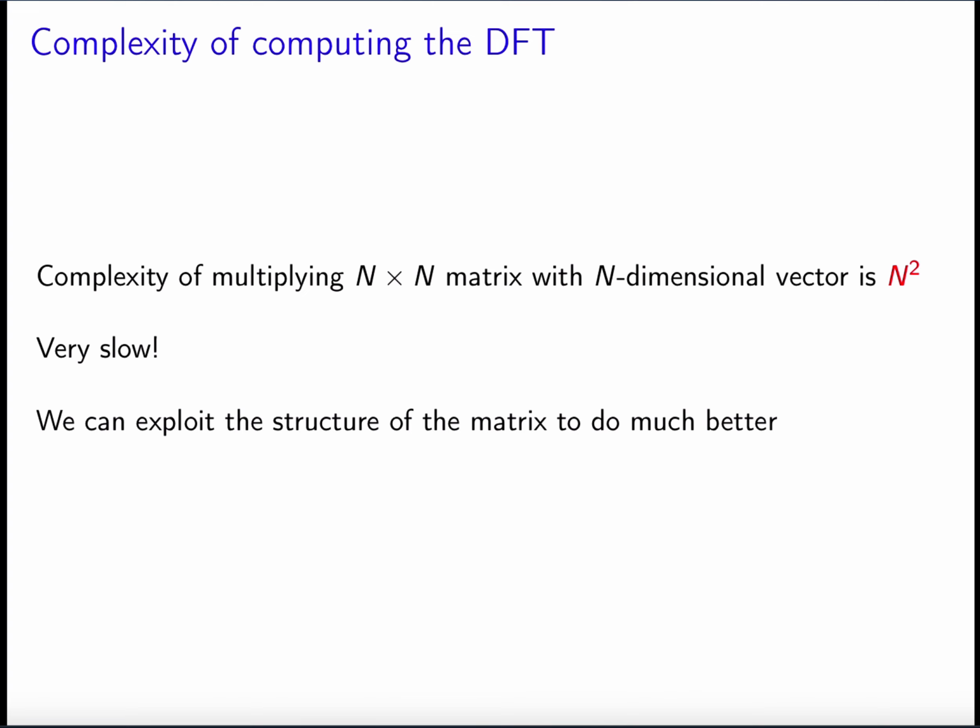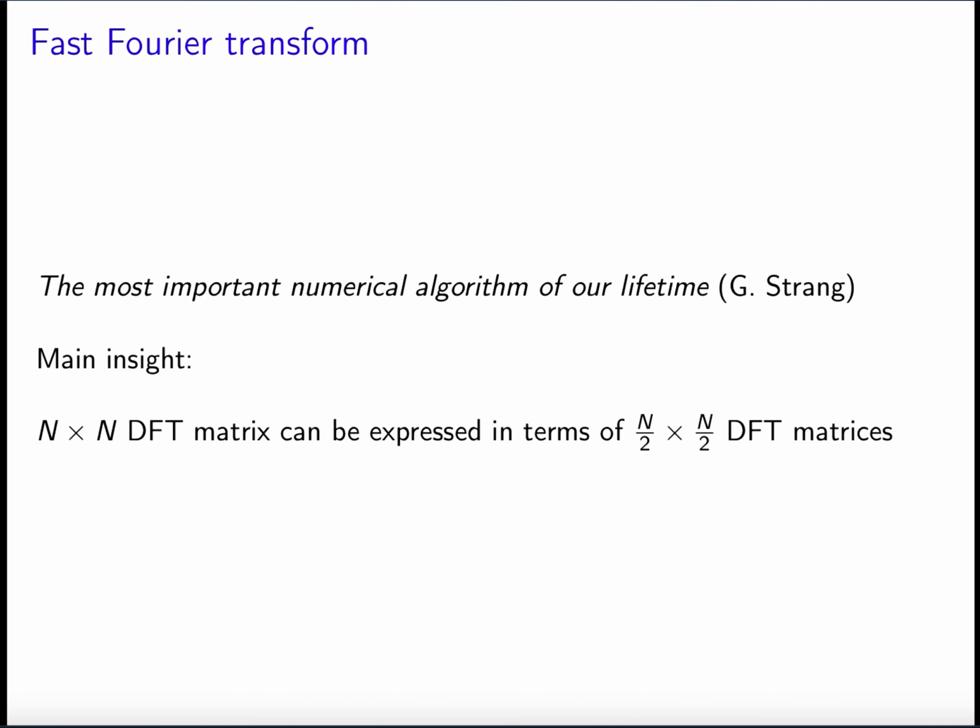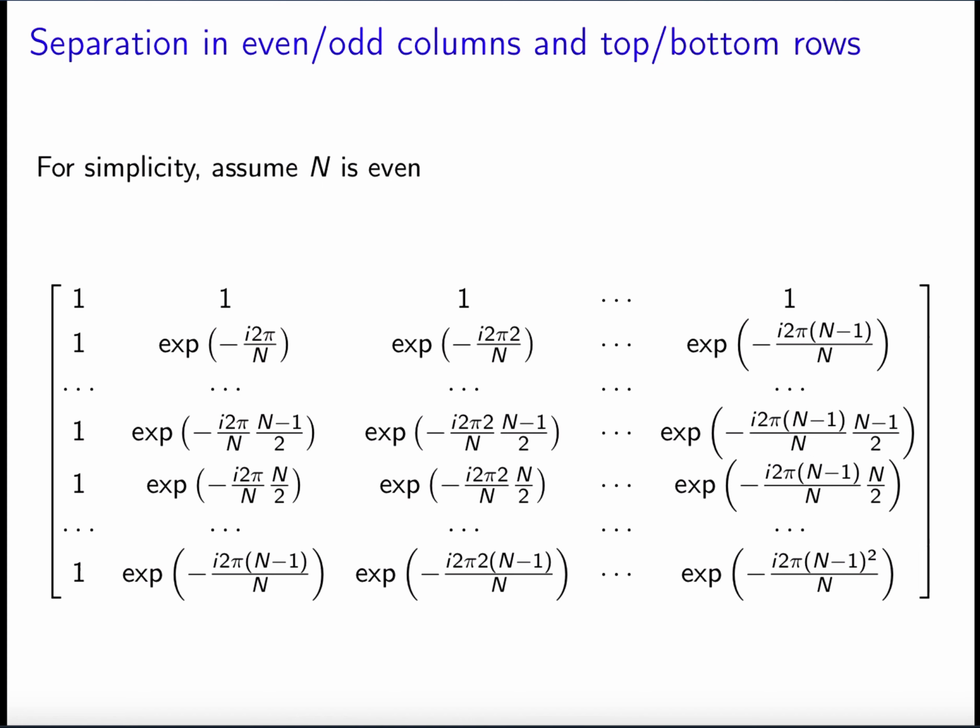Luckily, you can exploit the structure of the DFT matrix to do much, much better. The algorithm that exploits this is called the fast Fourier transform. It has been described by Gilbert Strang as the most important numerical algorithm of our lifetime, so it's really a big deal. The main insight is that if you look at the n times n DFT matrix, you can express it in terms of n/2 times n/2 DFT matrices, which allows you to define a recursive algorithm to compute the DFT much more efficiently. Okay, so let's explain this in detail.